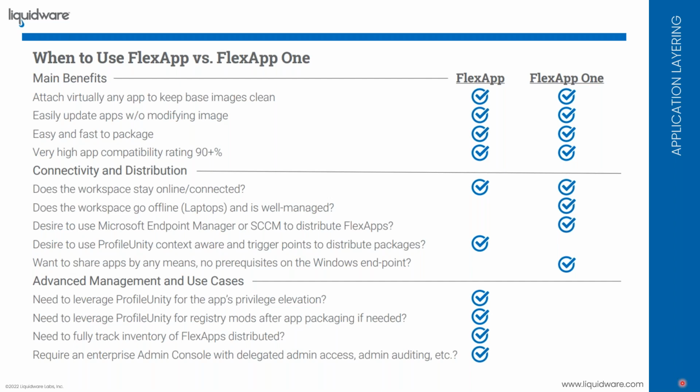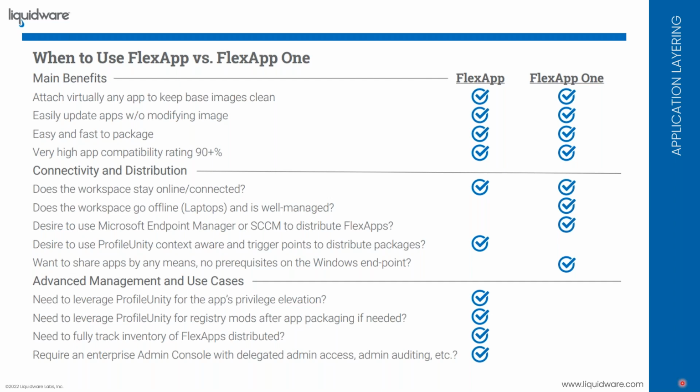Where you want to attach an app, make it look like it's native to the system. You want to take advantage of some of the other features. It's very fast to package. You only have to package it one time. Apps don't break when you start going to a different operating system if the app supports it. So does FlexApp. When you look at the way that the user's connected and when they need access to that, that's when you move down to the next section of connectivity and distribution. How do you want to get those packages out, and how is the user connected?